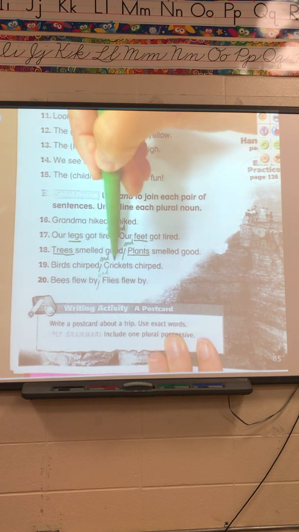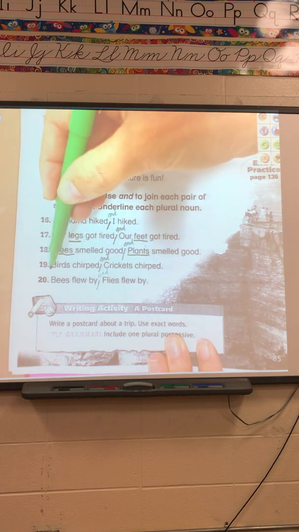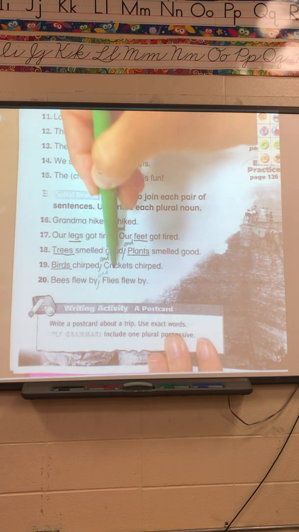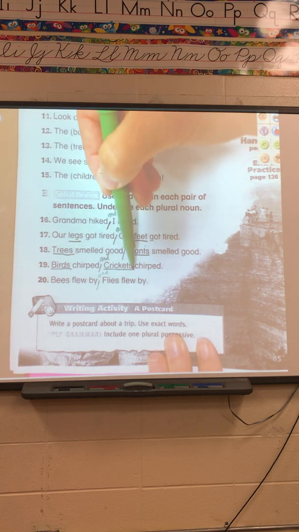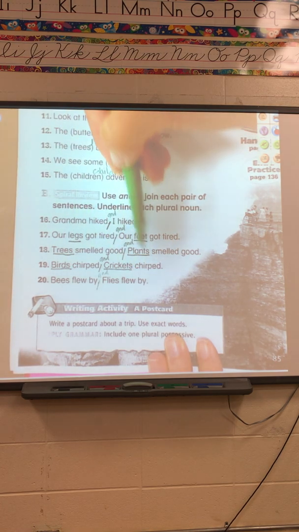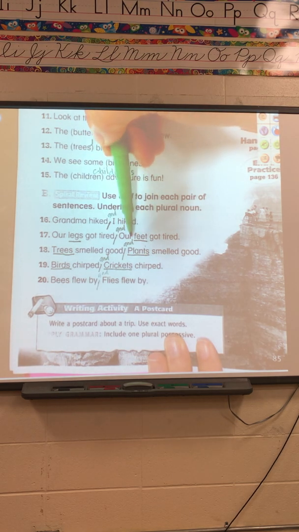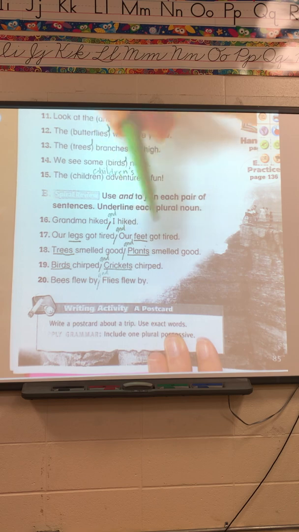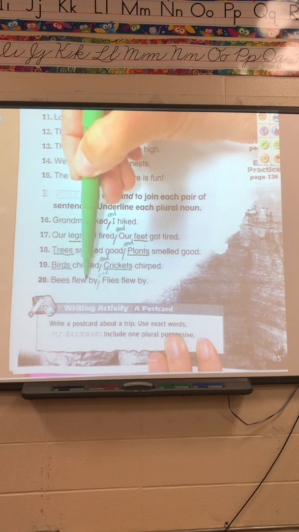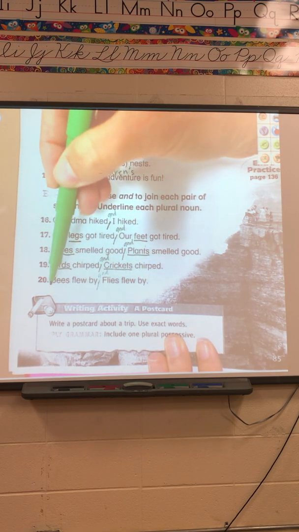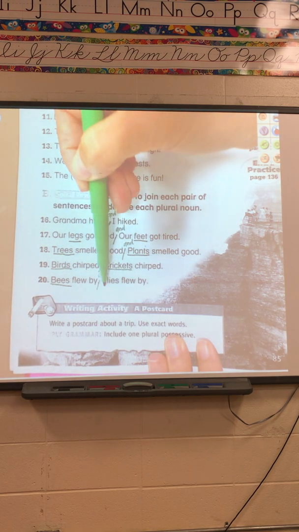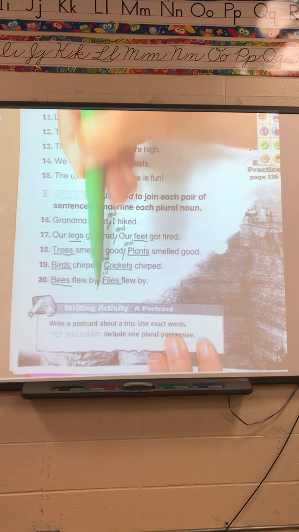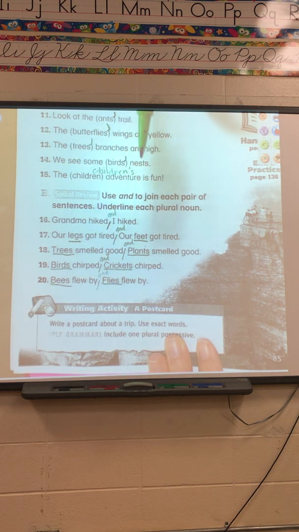Birds chirped and crickets chirped. Birds is more than one. That's plural. Crickets is more than one. That's plural. I know that because these end in S, right, boys and girls? Feet does not end in S, but I know that feet means more than one. Foot is singular. Bees flew by and flies flew by. So let's say bees is more than one, plural, and flies is more than one, plural.